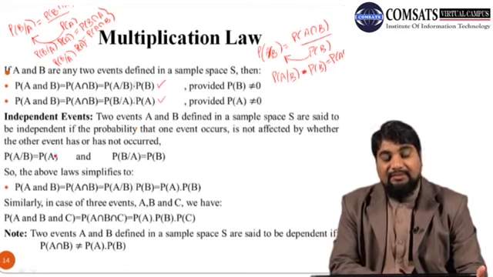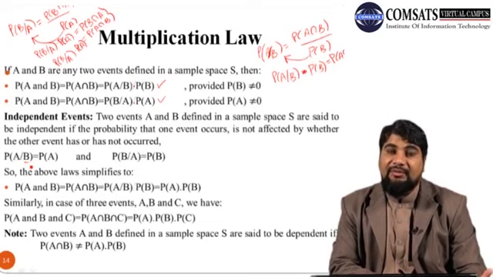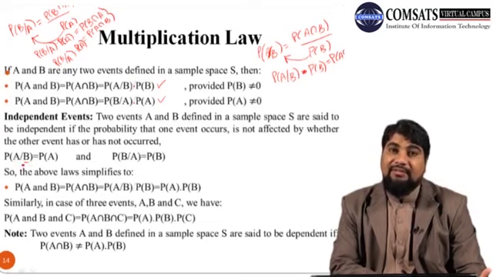So in this case we can see that P of A given B will be P of A, because whether we have the additional information about B or not, it will make no impact on P of A.